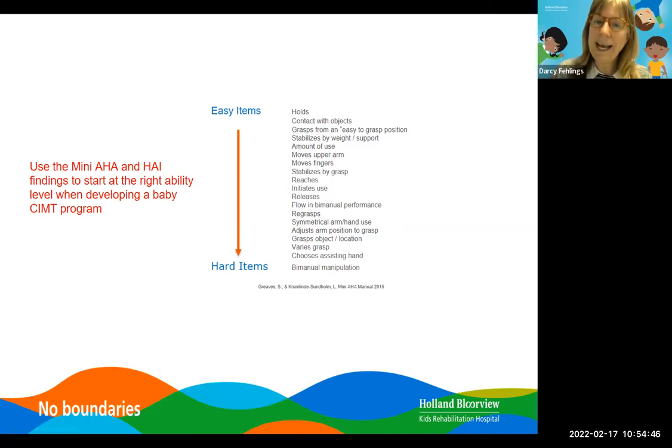right play activity. And then also the reason that it's important to have some occupational therapy support to the parent through the baby constraint program, because the child's skill level will evolve. And so the play activities can evolve with the child.